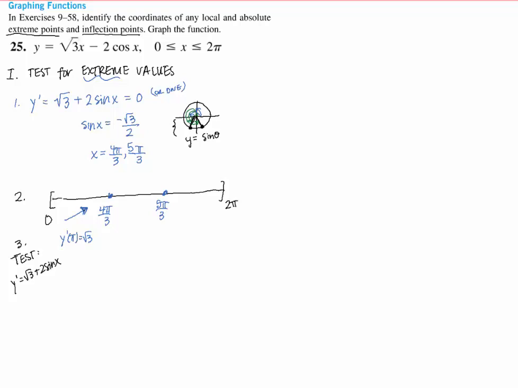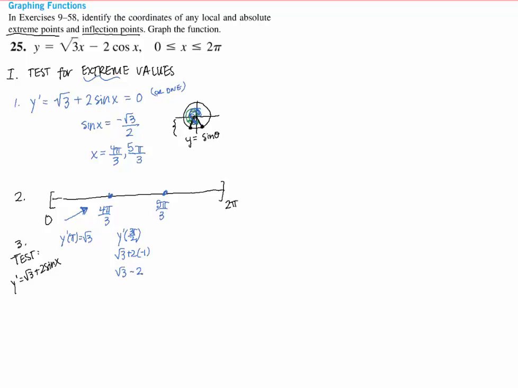Now we have to test some value between 4 pi over 3 and 5 pi over 3. Remember our circle here, it's getting kind of jumbled up. A nice value to test there would be 3 pi over 2, that quadrantal angle, the negative y-axis. The sine value down there is negative 1, so now we have the square root of 3 plus 2 times negative 1, or the square root of 3 minus 2.